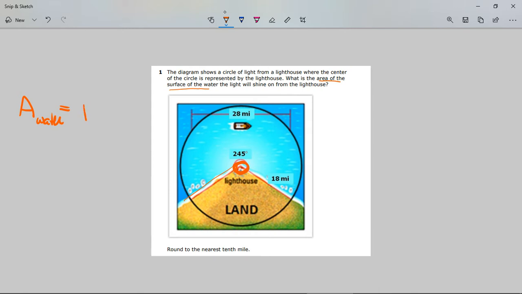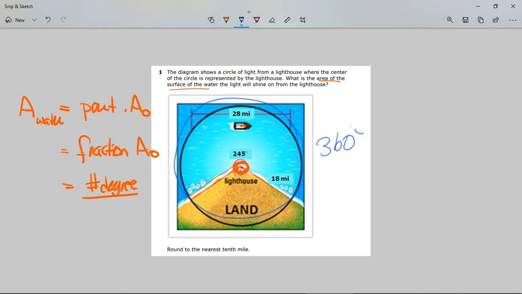It is a part of the area of the whole circle. Okay, what is a part? It is a fraction. Part of the circle is a fraction of the area of the circle. What is the fraction? It is the number of degrees divided by the total number of degrees. What's the total number of degrees? If you go all the way around a circle, it's 360 degrees, right? So the fraction is the piece over the whole times the area of the circle.